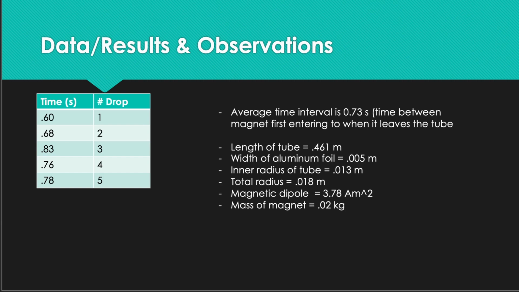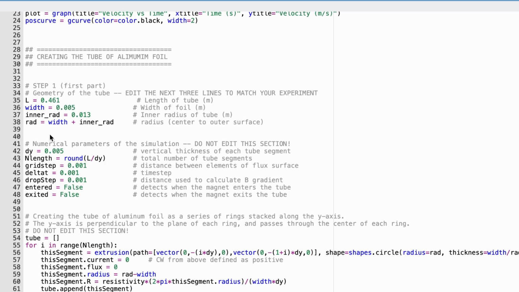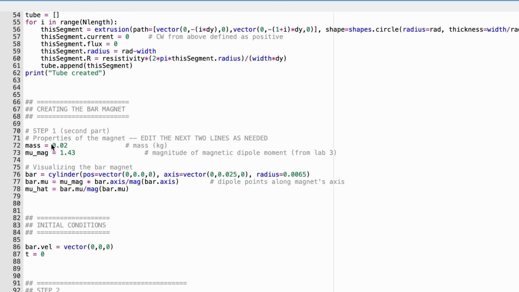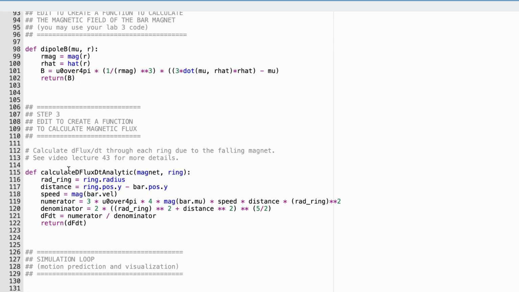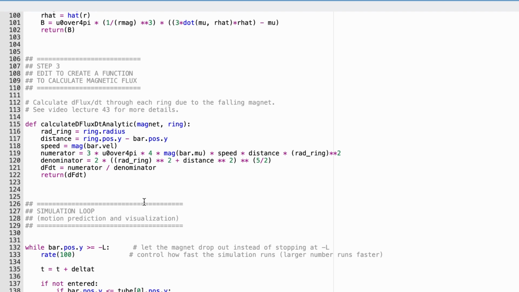The average time interval is around 0.73 seconds, and we've noted the measurements for all the constants and the times for all the drops. You'll notice here we input our constants, and we also do that here. This was from a couple of slides ago. Here's the dipole equation from Lab 3, and this is the equation for the change in magnetic flux over a certain amount of time.